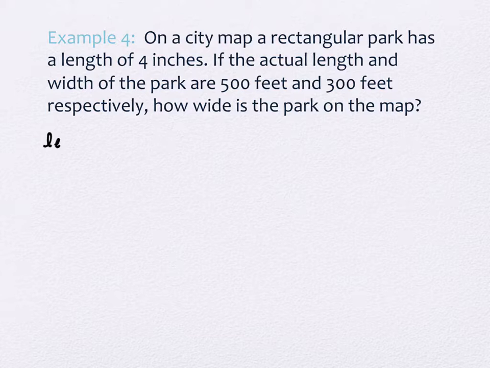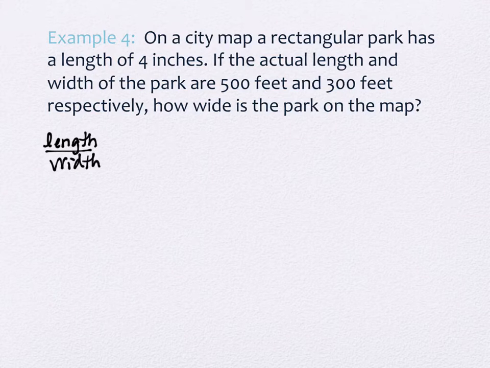So this is length and width as fraction pieces, and then we're going to look at the map compared to reality or real life. So we're going to set up a proportion with these labels in mind. The top left-hand corner is the length on the map. What does it say the length on the map is? 4 inches? Okay, so we're going to put 4 here.